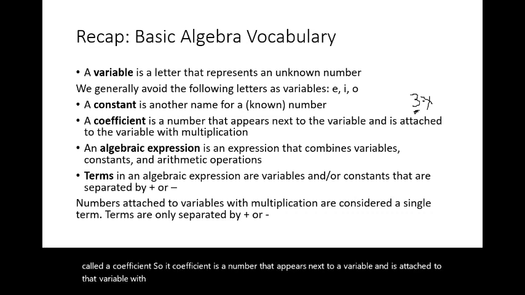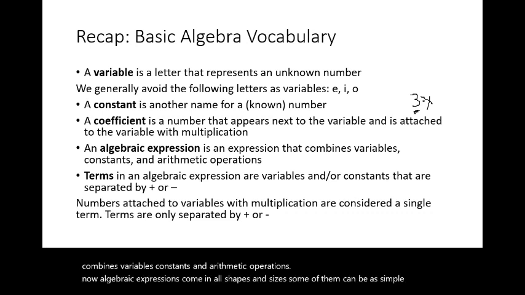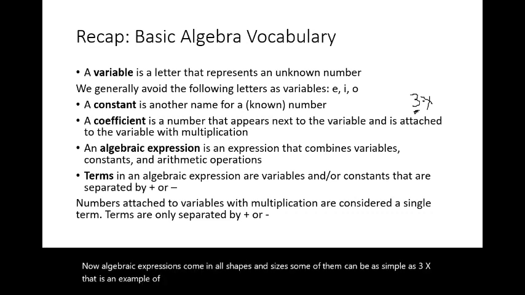Now, an algebraic expression is an expression that combines variables, constants, and arithmetic operations. Now, algebraic expressions come in all shapes and sizes. Some of them can be as simple as 3x. That is an example of an algebraic expression. It combines the variable x, the constant 3, and the arithmetic operation multiplication.